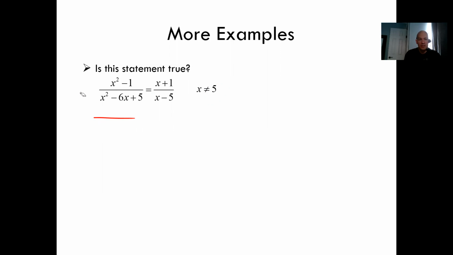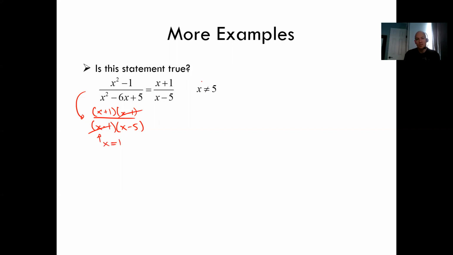So this one here actually factors into x plus 1, x minus 1. And what does the bottom factor into? Let's see, two numbers that multiply to 5 and add to negative 6. That must be negative 1 and negative 5. Okay, we can see that the x minus 1's cross out, but only after we give that non-permissible value.